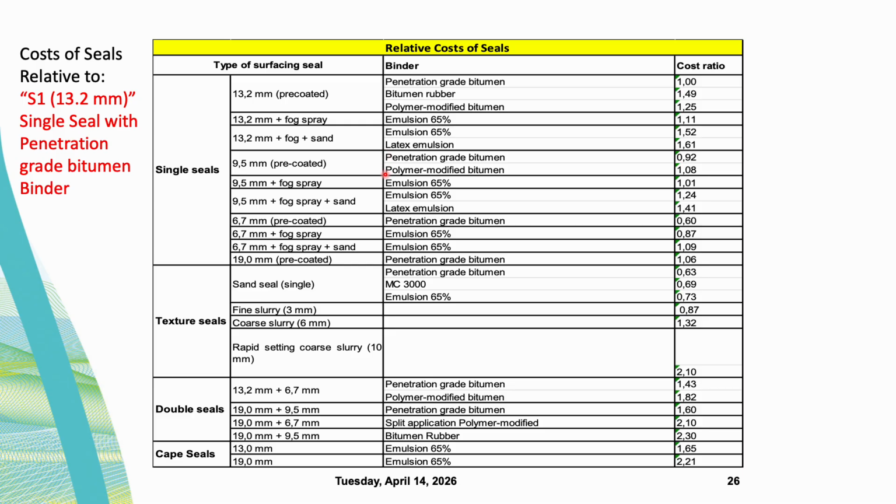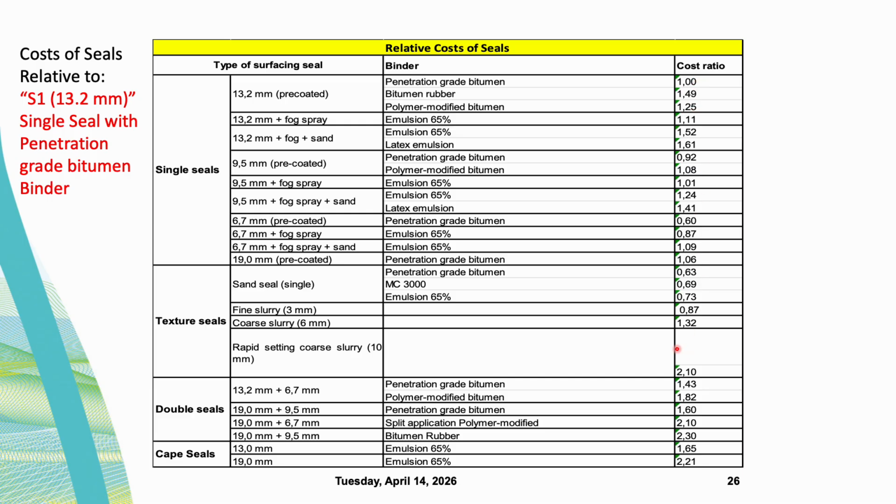cost that one can then make on a relative cost basis. The highest one here, if I'm correct, is 2.1, is rapid setting slurry. It's by twice. If you want textured seal, rapid setting coarse slurry, 10 millimeter slurry with cement in it, it's about twice the solution of a single seal using penetration grade over there.